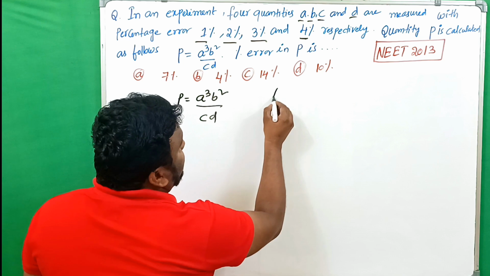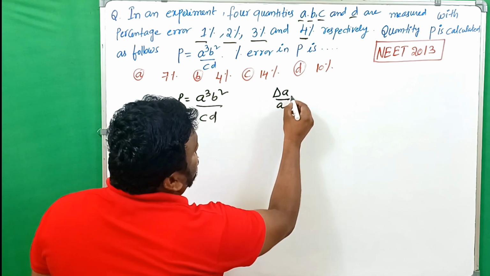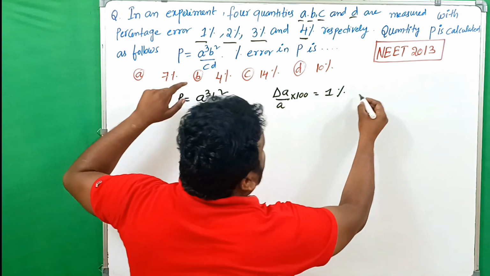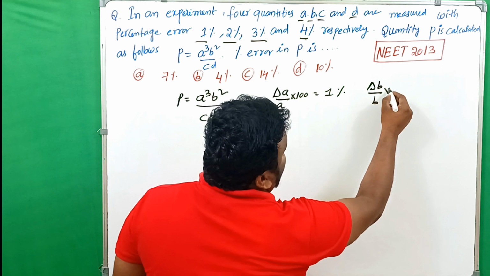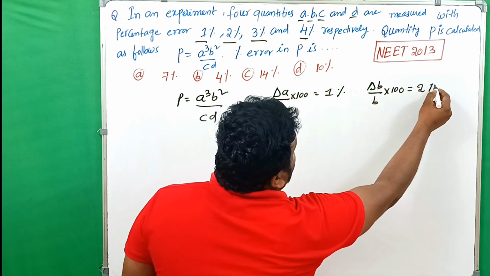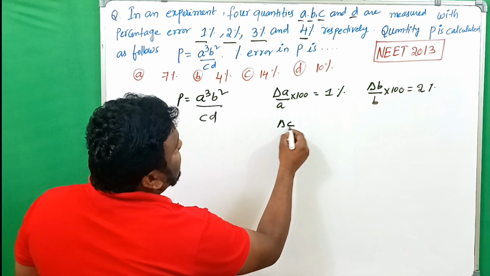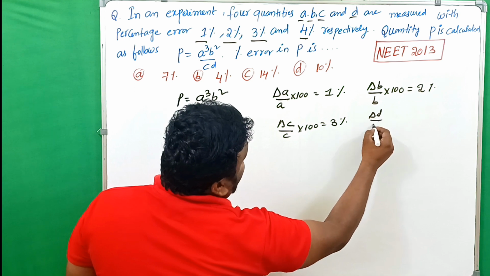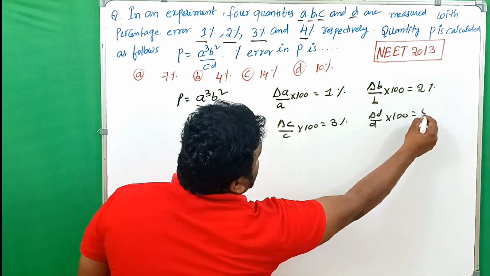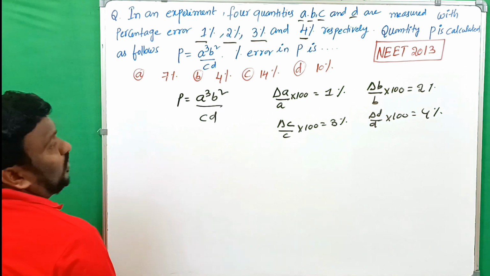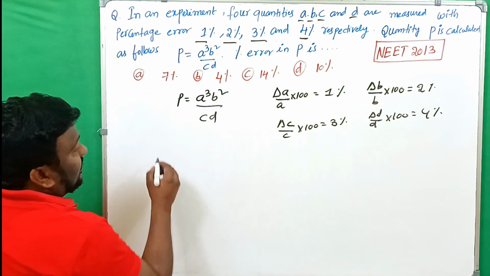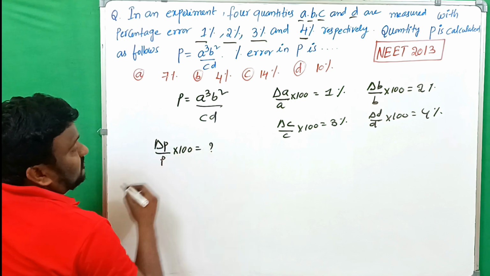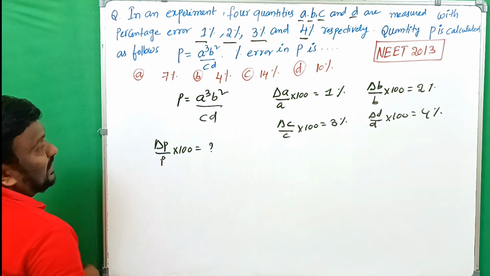So it means delta A by A into 100 is 1%, delta B by B into 100 is 2%, delta C by C into 100 is 3%, and delta D by D into 100 is 4%. Now what do you have to find out? We want to find delta P by P into 100, the relative error in P, so the percentage error of P we have to calculate.